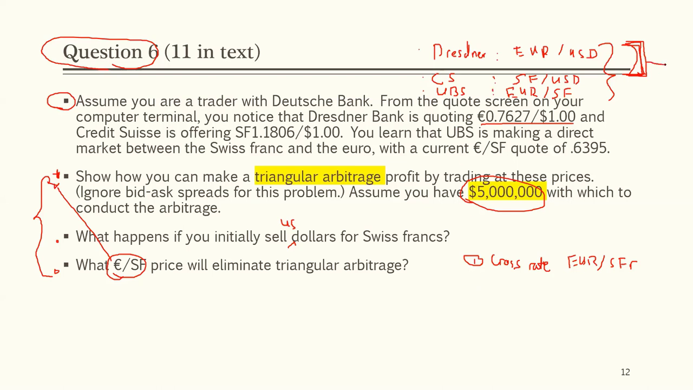Now, can you guys spend about 30 seconds to solve this problem for me? Can you calculate the cross rate euro and franc from the first two rates that we have in the question? From these two rates here, can you give me the cross rate euro versus franc? Okay, 30 seconds, guys. And when we come back, we'll discuss the answer, okay?